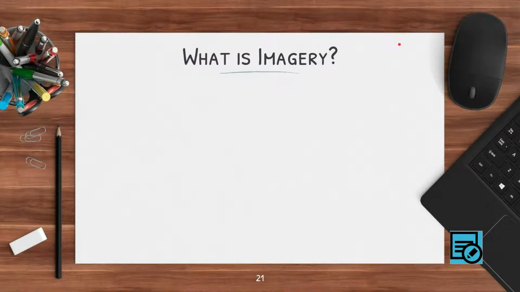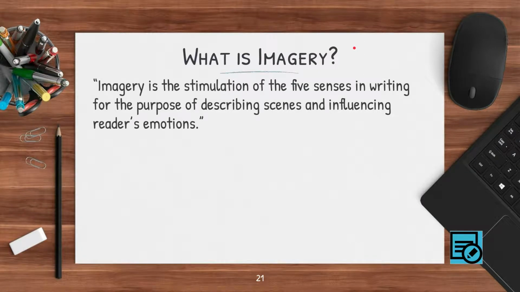The next section, right, and the next part for you to write a note down is about imagery. So what is imagery? The definition of imagery is the stimulation of the 5 senses in writing for the purpose of describing scenes and influencing readers' emotions.